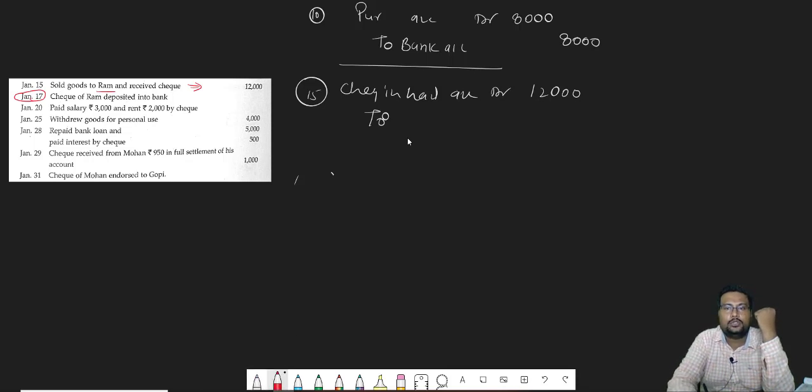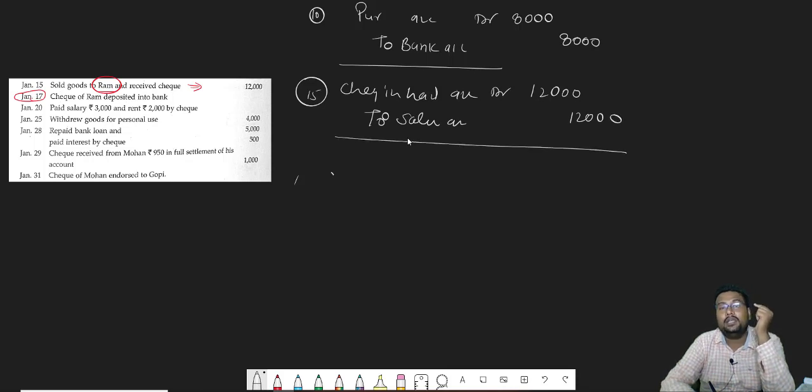How much? 12,000. And to... here the name is given, but I told you when it is a cash transaction, the name will be ignored. So what thing is going out from the business? Goods, and that is your revenue. Sold goods to Ram, so you are generating revenue, and revenue is what? Credit, because all the losses and expenses are debit, and all the profits and gains are credit. So to sales account, how much?